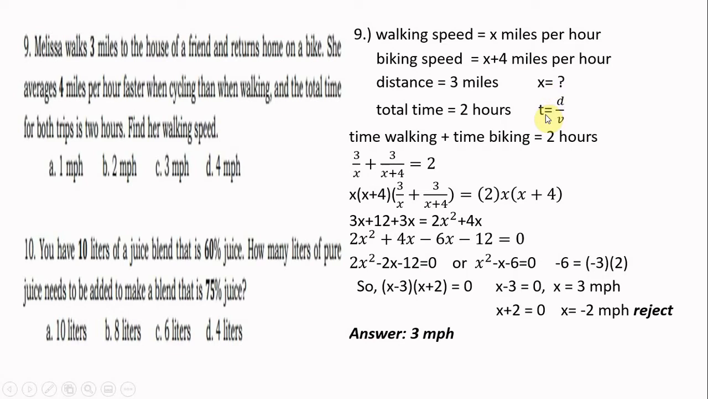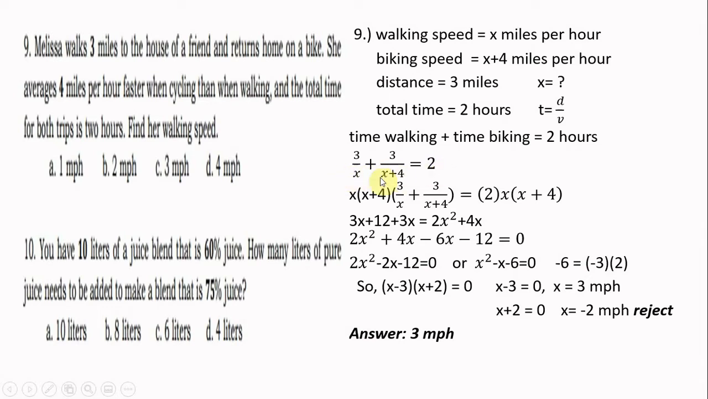We all know that time is equal to distance over speed. So we have time walking plus time biking equals 2 hours in all. Since time is equal to distance over speed, the distance is 3 miles divided by walking speed x, plus 3 miles over biking speed x plus 4, equals 2.